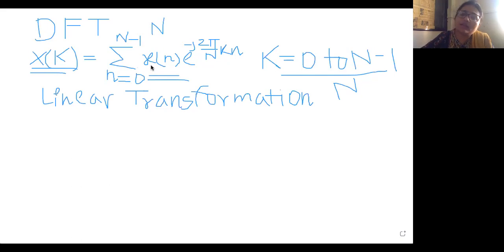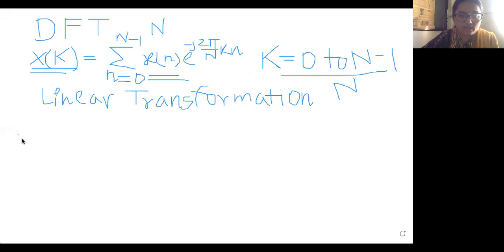So we can represent this input sequence also in matrix format. It is a one-dimensional matrix because only one variable is present. X of k, if you observe, has only one variable, so this will be a one-dimensional matrix. Here again, x of n also has one variable, so it will again be represented using a one-dimensional matrix. Both can be represented by a one-dimensional matrix. Why? Because it contains only one variable.